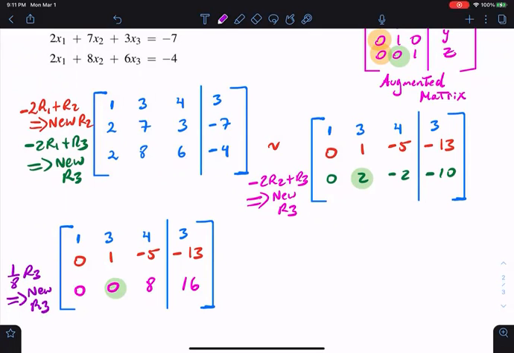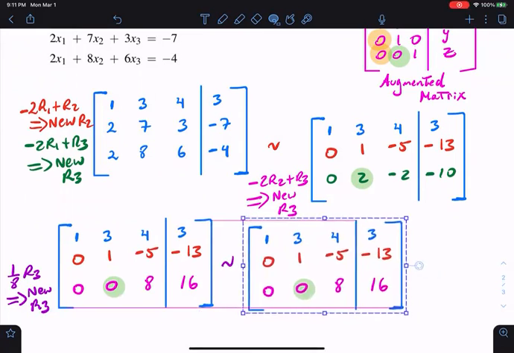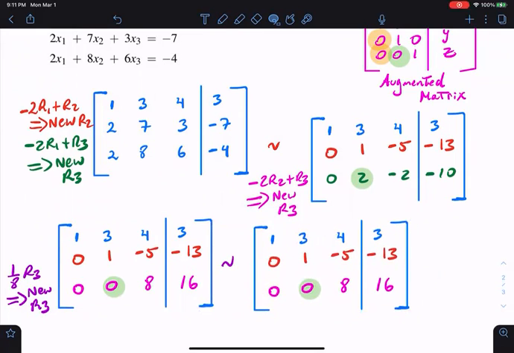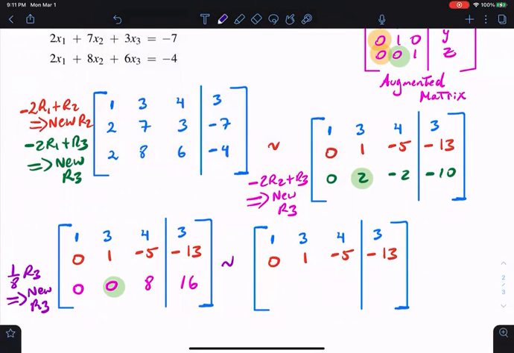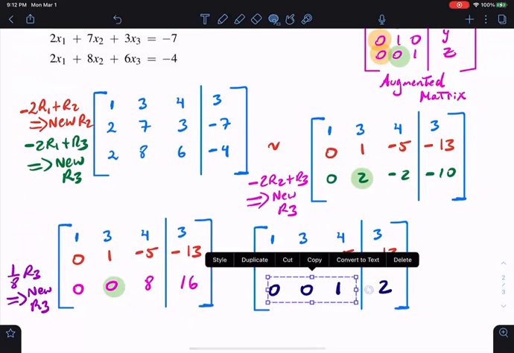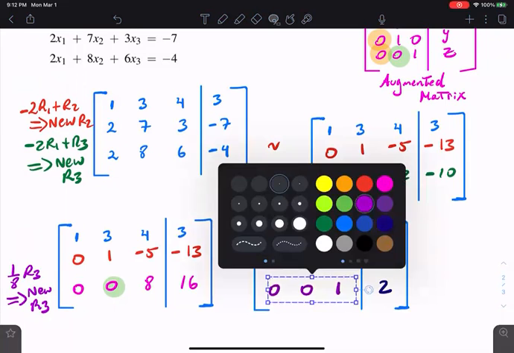Okay, so everything else will remain the same. So let me do that. Everything else will remain the same except row 3, right? So I have to erase this and do the arithmetic operations. So 1/8 times 0 is 0. 1/8 times 0 is 0. 1/8 times 8 is 1. 1/8 times 16 is 2. And let me change the color because I put that in purple. So I want to stay consistent with that. So this is that, right?